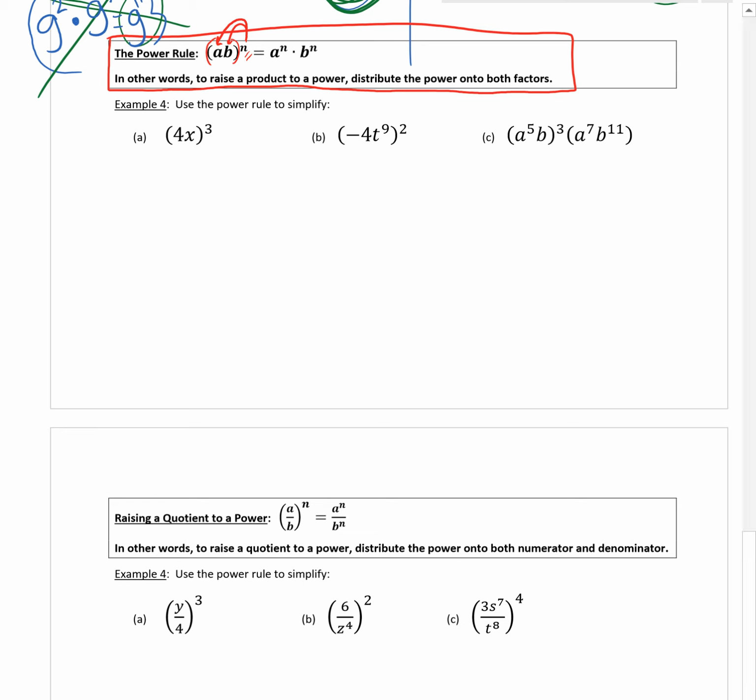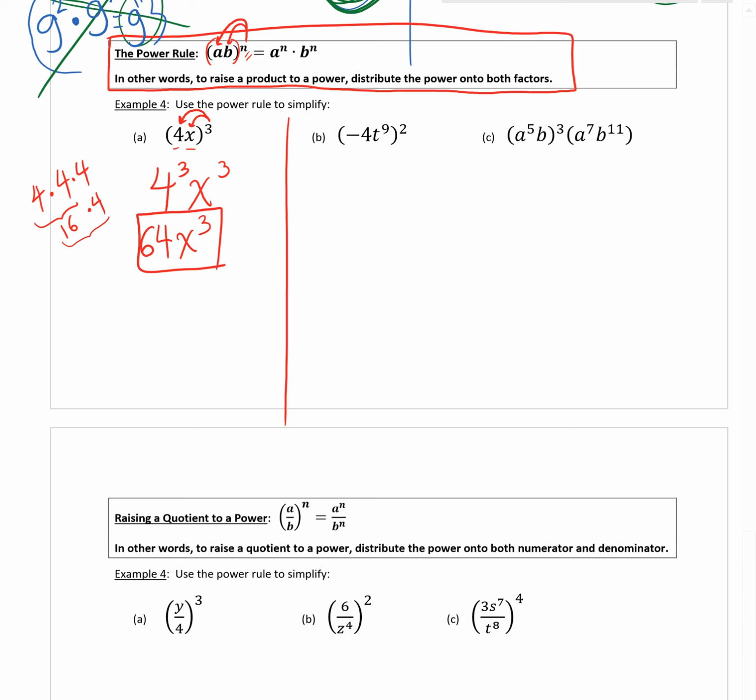So let's try that on part A here. Notice inside the parentheses we have 4 times x, and the whole thing, 4x, is being raised to the third power. So I'm able to distribute the third power onto either of them, making it 4 to the third power times x to the third power. And 4 to the third power might not be a huge number. I might write that out. 4 times 4 times 4. 4 times 4 is 16. Times that last 4 makes 64. And of course, x to the third, I can't do anything with that because I don't know what x is. That's as far as I can go on that one.